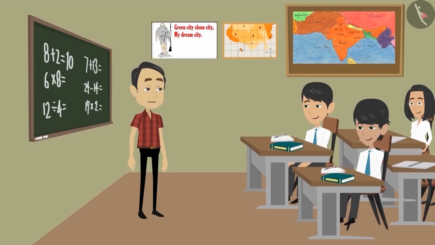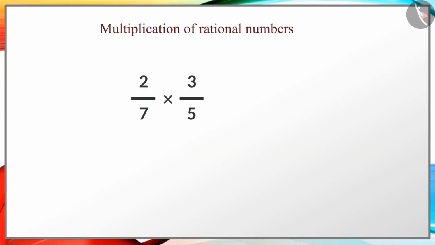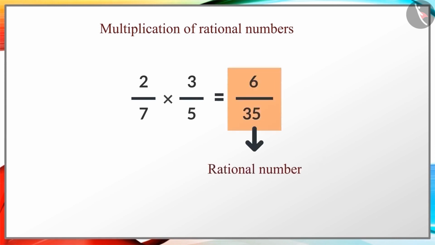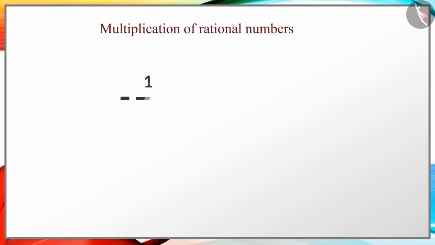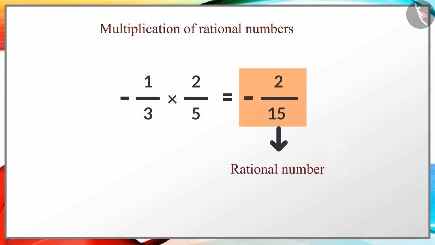Now children, we shall discuss the closure property under multiplication. We will take two rational numbers. What will you get if you multiply 2/7 and 3/5? Sir, we will get 6/35, and this is also a rational number. Children, will you get a rational number if you multiply -1/3 and 2/5? Yes, sir, this time too we have got a rational number.